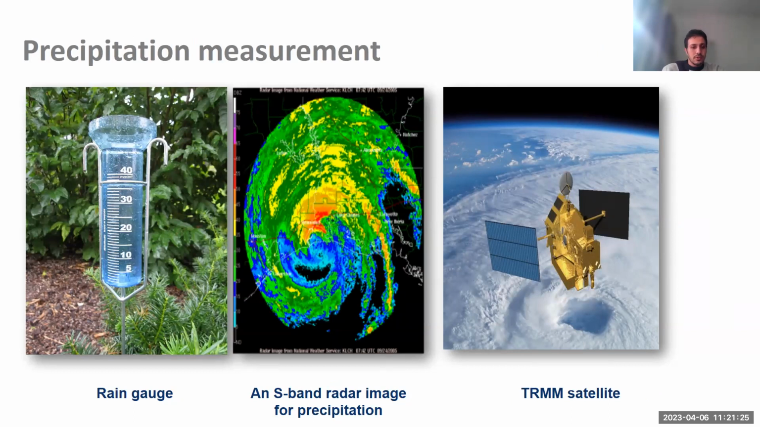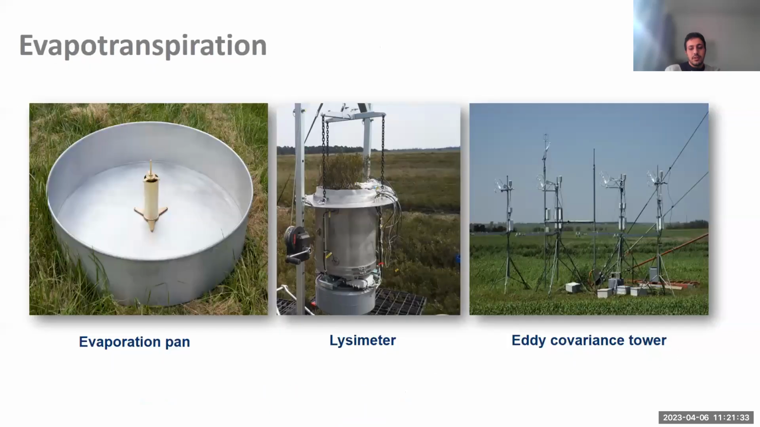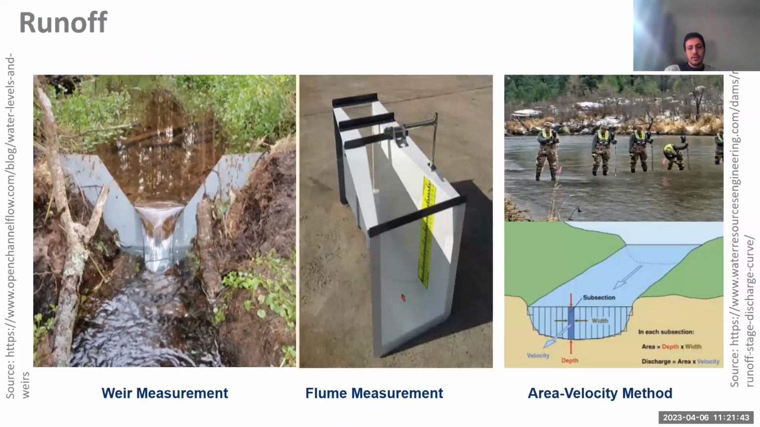So also there is, for example, one of the satellites for remote sensing to detect precipitation. For evapotranspiration, there is the evaporation pan, the lysimeter, and the eddy covariance tower. This is just some methods that they collect data, I would say.